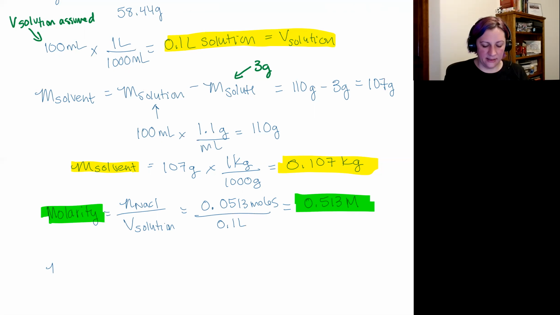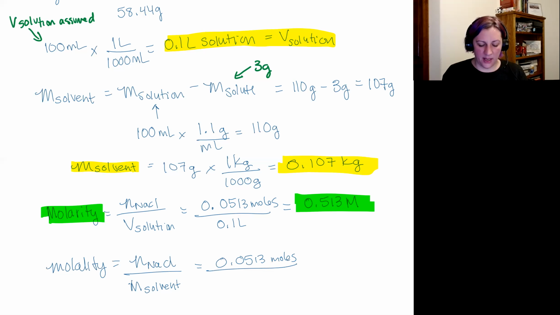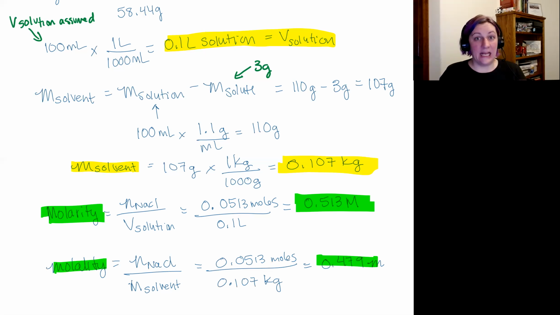For my molality, again, I'm using the moles of my sodium chloride, but now I'll use the mass of my solvent in the denominator. So that'll be that 0.0513 again at the top. But now I'm going to divide this by 0.107 kilograms. So similar, but slightly different. And for this, I get 0.479 molal. And that is my concentration.